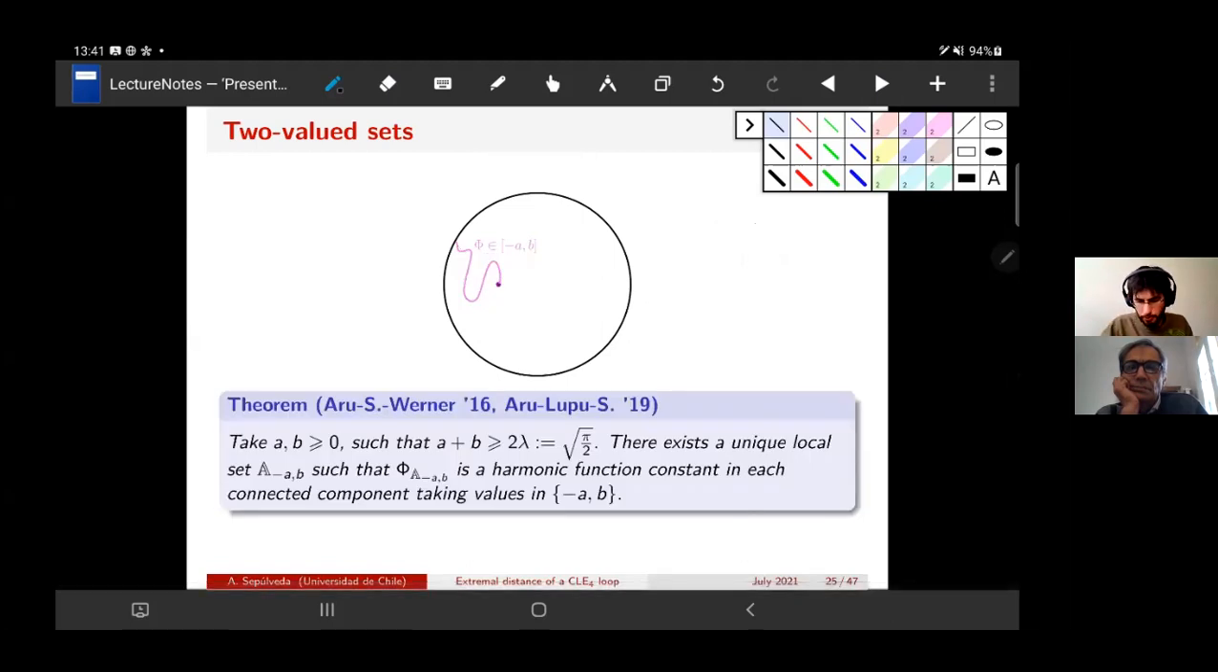And what's proven by Aru, Werner, and myself, and by Lupu and myself, in the case of simply connected domains, this is multiply connected, we will need both, is that if A and B are sufficiently separated, then there exists a unique such local set, by the ones we defined before. And in fact, it doesn't exist if A and B are not sufficiently separated. And this sufficient separation, we do have the exact value, is 2 lambda. I put lambda because it corresponds to a normalization of the field. But in this case, it comes back to this number. We will not need to remember it.